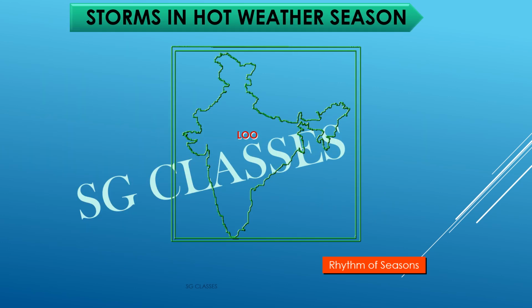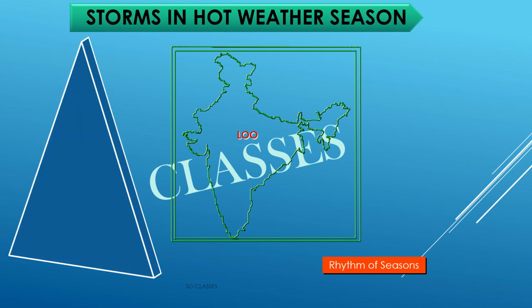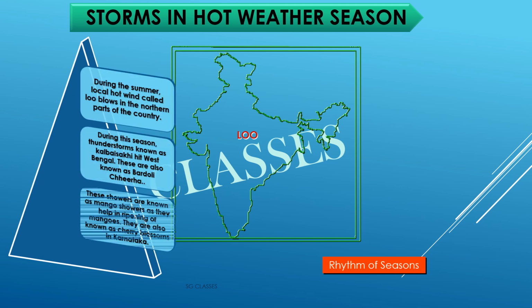Now we will discuss the storms of the hot weather season, and in short the local winds. During the summer, a local hot wind called the Loo blows in the northern parts of the country. Direct exposure to the wind may prove fatal during this season.